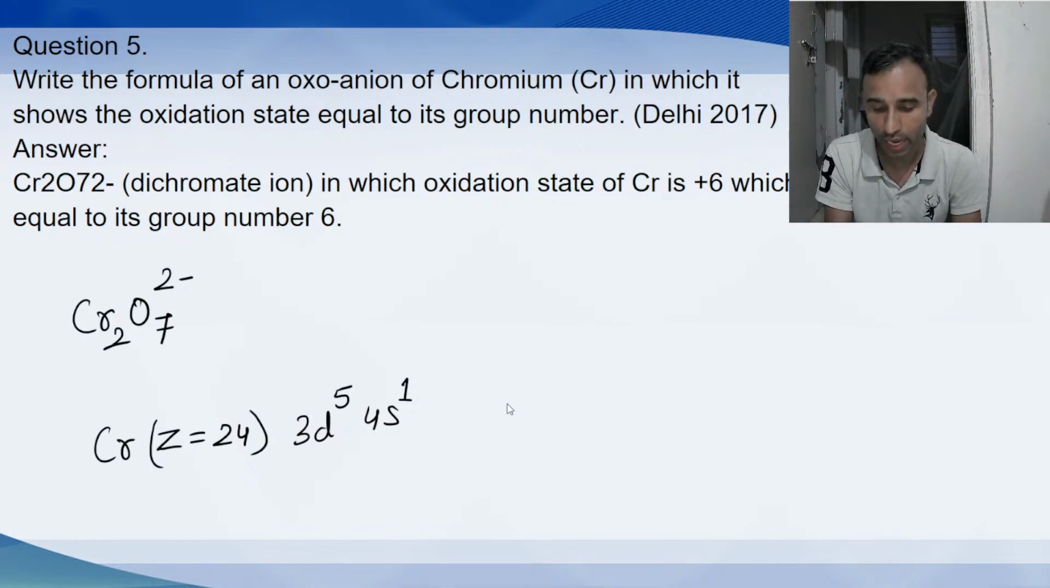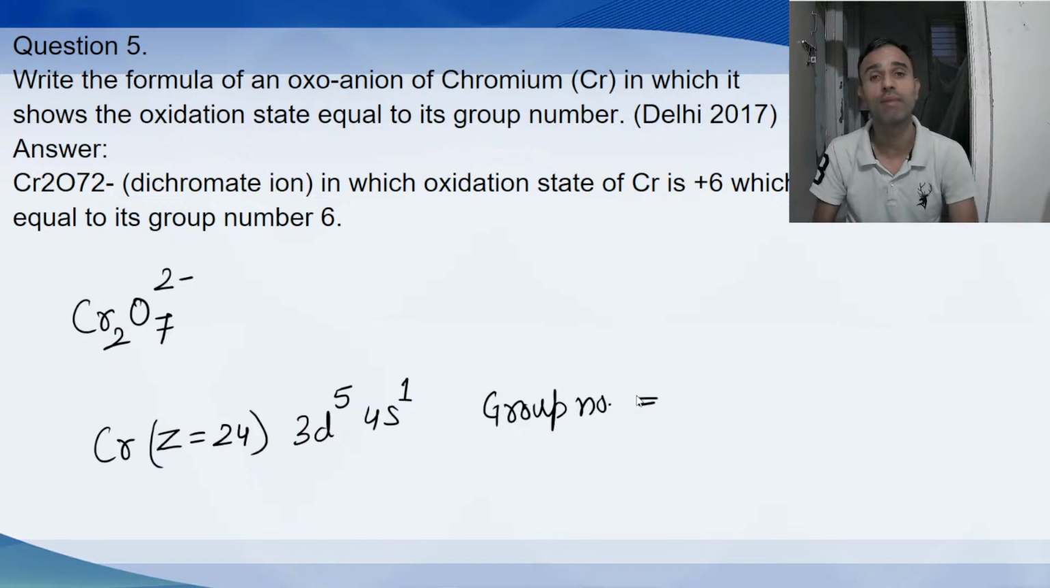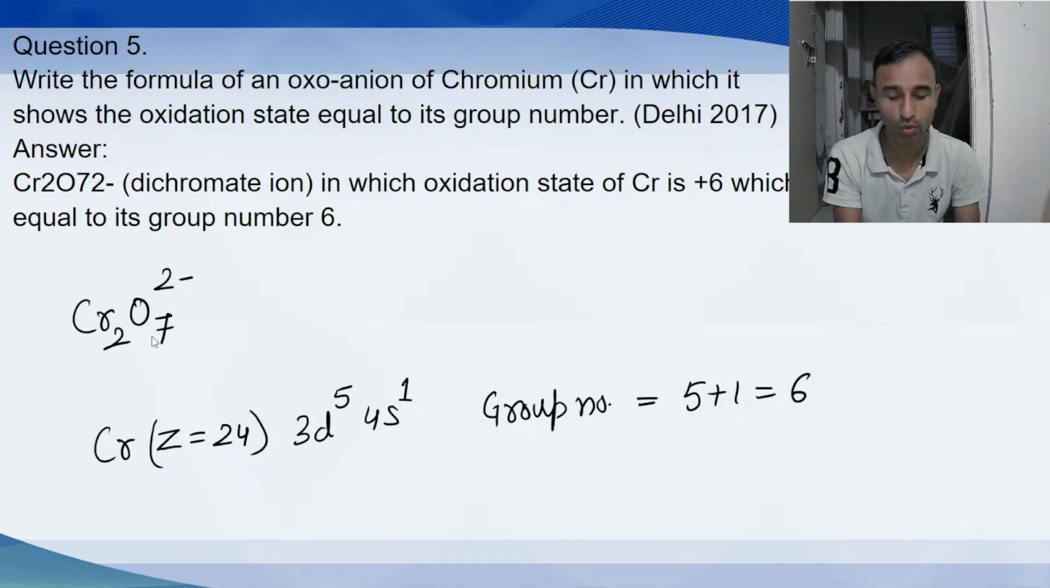So it can have group number. What is the group number of d block elements? Number of (n-1)d electrons plus number of ns electrons. That is 5 plus 1, so the group number is 6. Now for Cr2O7 2 negative, you can write like this.